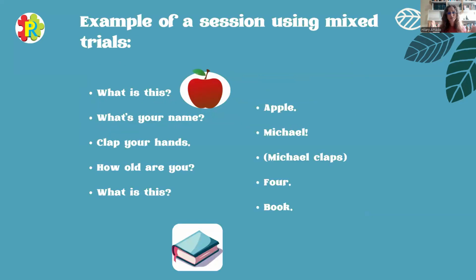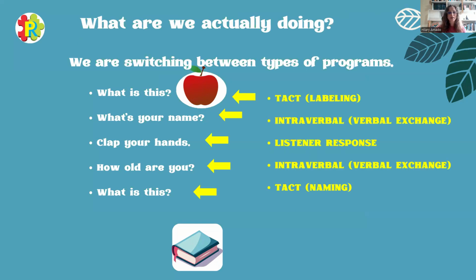Here's an example of a session using mixed trials. What's this? Apple. What's your name? Michael. Clap your hands. How old are you? 4. What's this? Book. So what's happening here?